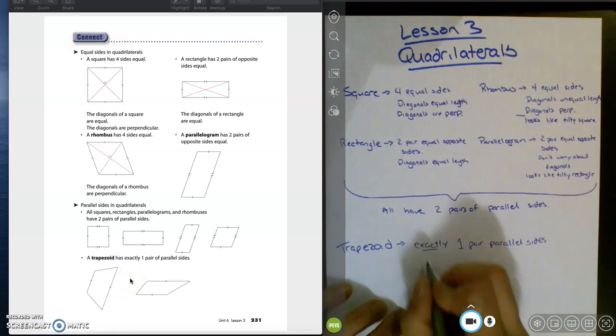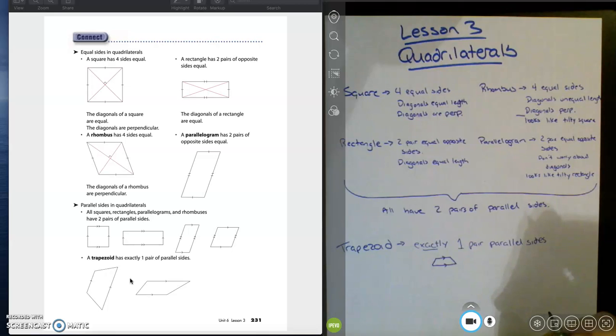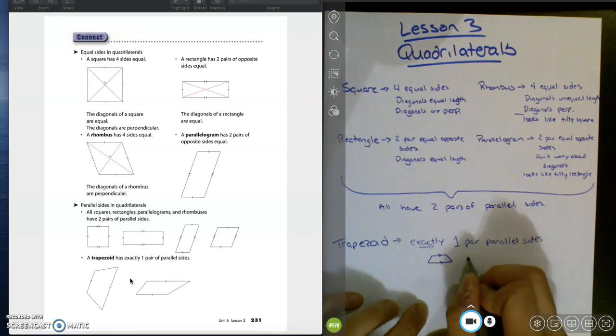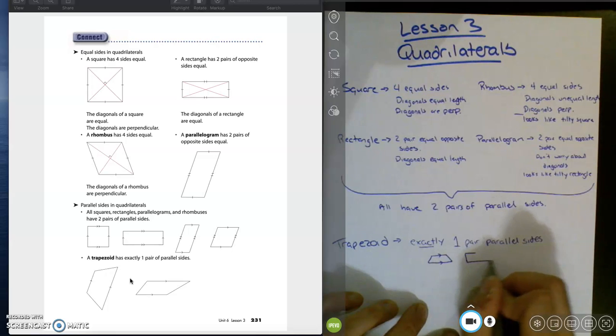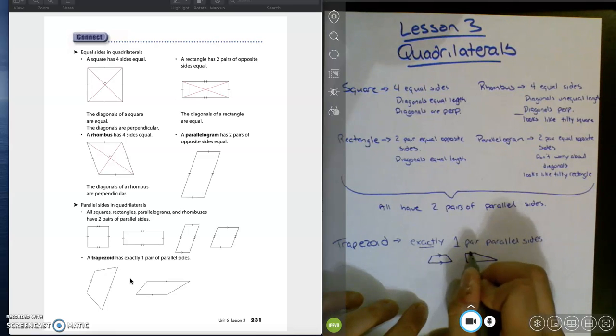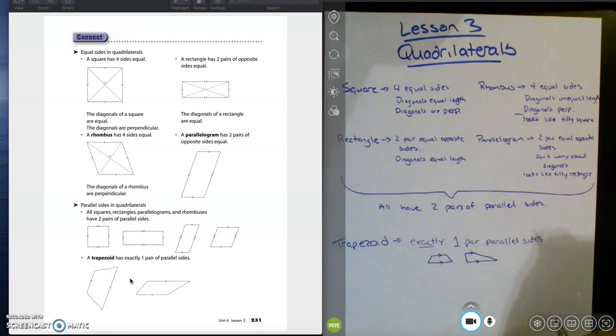Okay. Typically, it looks like this. That's a very, very typical trapezoid. Okay. It could look like this. Okay. That could be a trapezoid.